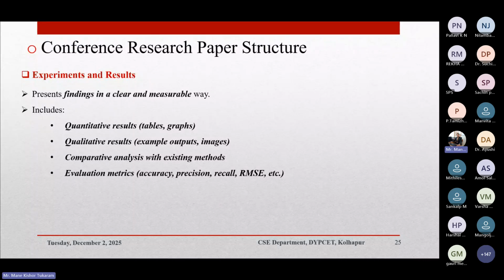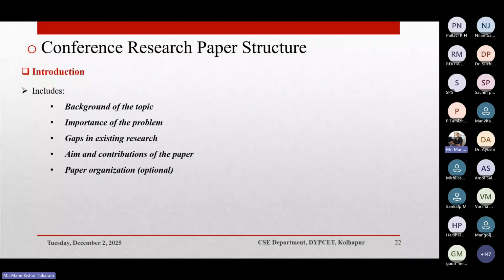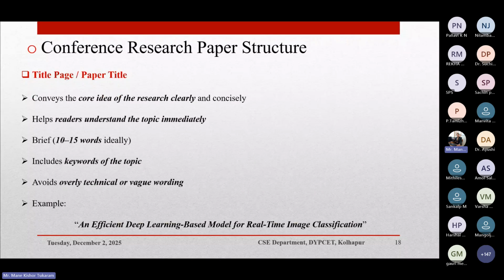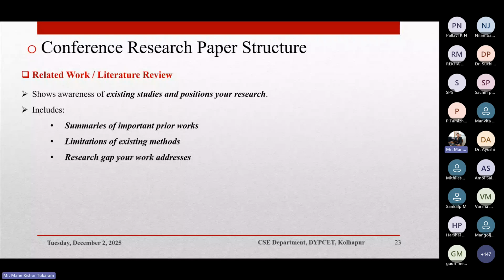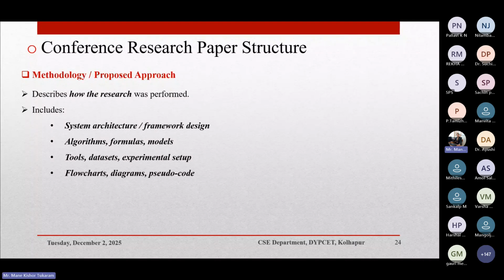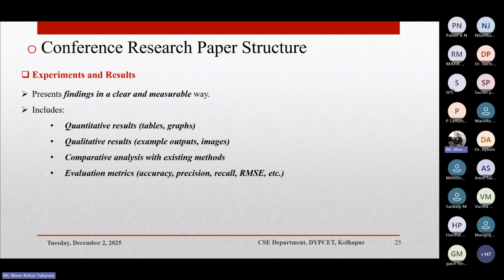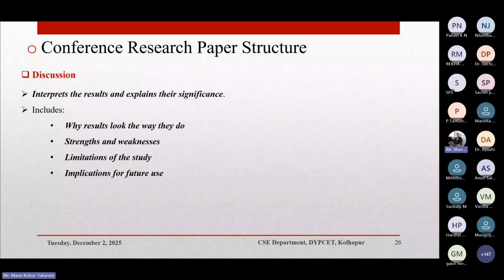Okay, so this is the fourth section. The first section starts with title, author, then abstract, introduction, related work or literature review, then methodology or proposed system architecture, and experiments and results. After this section, we need to write the discussion section. So what are the contents which are available inside the discussion section?